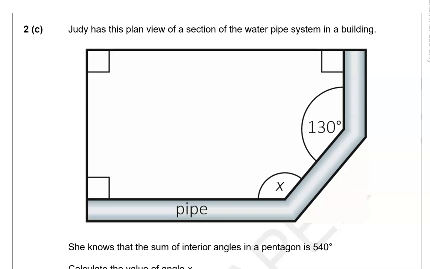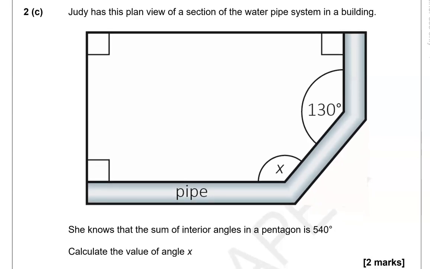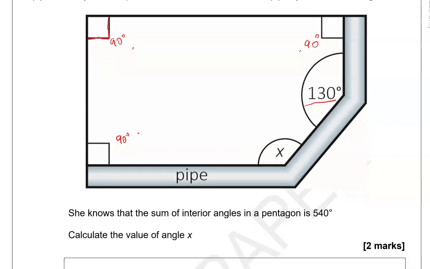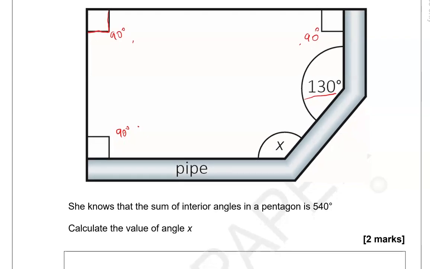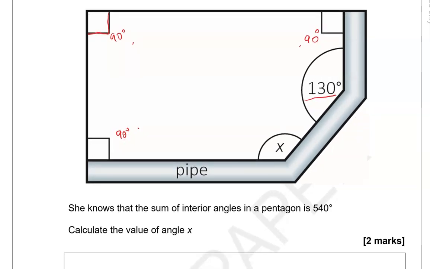Judy has this plan view of a section of the water pipe system in a building. She knows that the sum of interior angles in a pentagon is 540. Calculate the value of angle X. So we know that this angle is 90 degrees because of this. So that means this is 90 degrees as well, and this is 90 degrees. So if we add 90 and 90 and 90, which is 270, and the 130, then take away the total from 540, it should give us angle X.